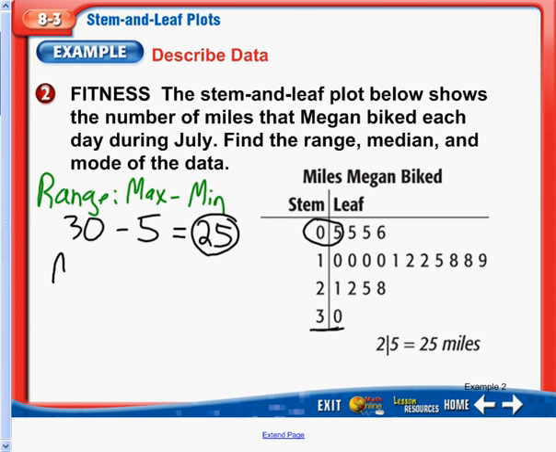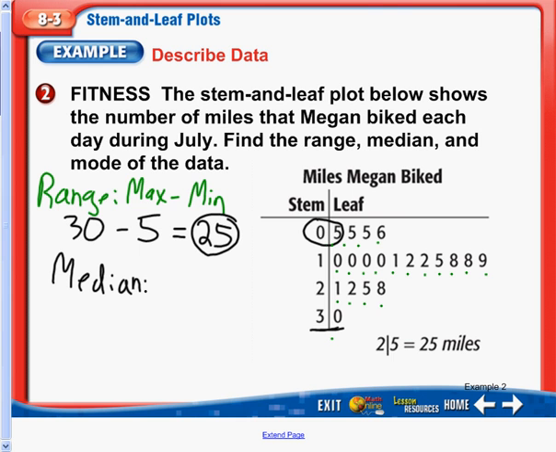The next thing they want us to find is our median. Remembering, median is the middle number. They did not give us how many days she biked, so we're going to have to count how many leaves we have here. So I've got 1, 2, 3, 4, 5, 6, 7, 8, 9, 10, 11, 12, 13, 14, 15, 16, 17, 18, 19, 20. 20 days. So 20 divides evenly by 2, so we're going to have 2 numbers in the middle for median.